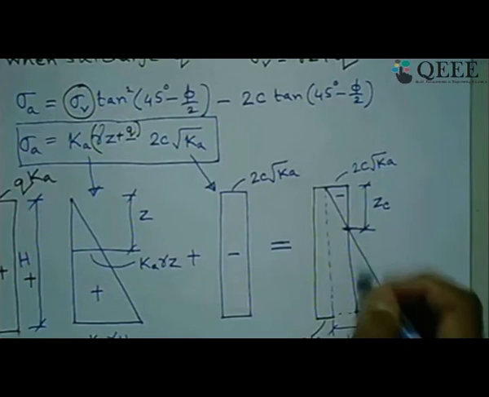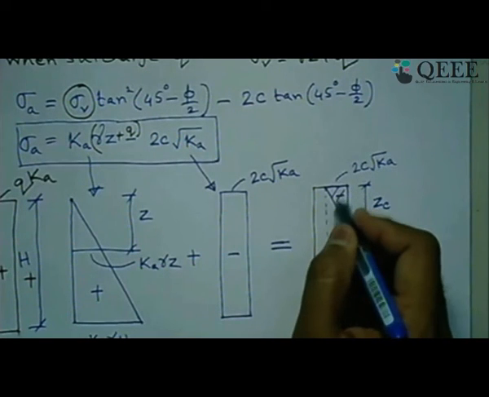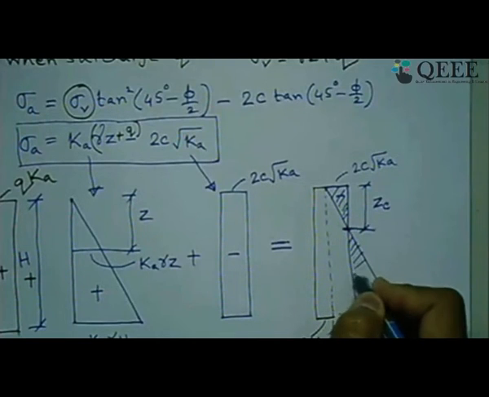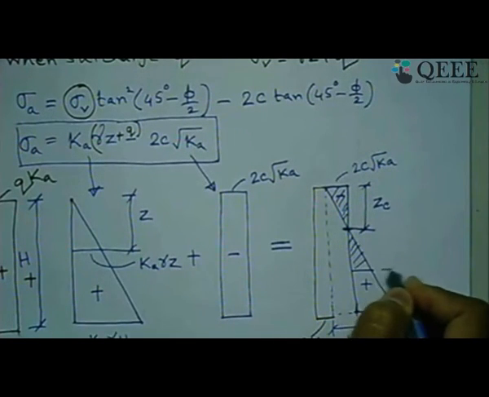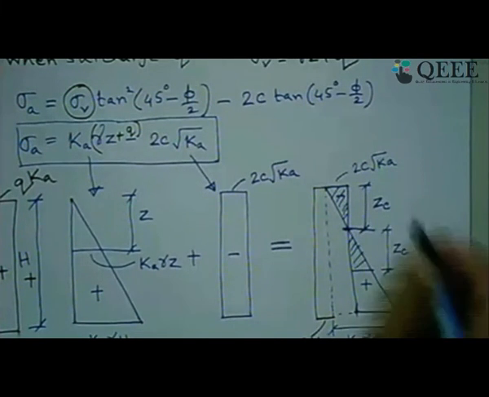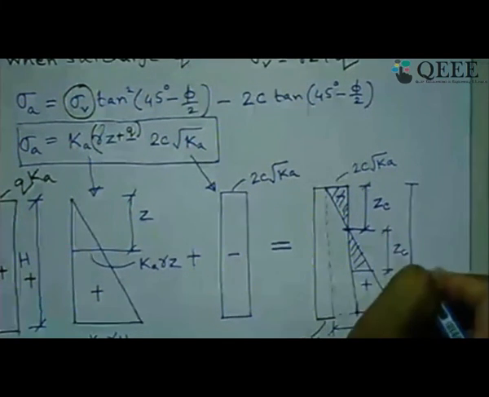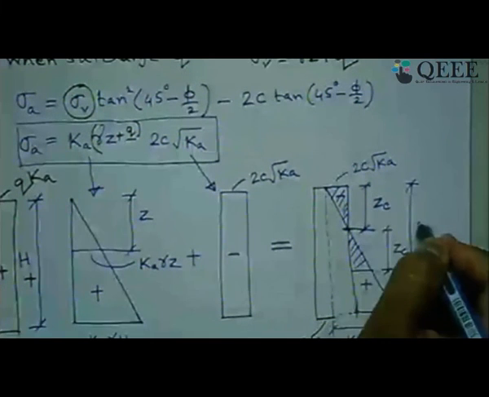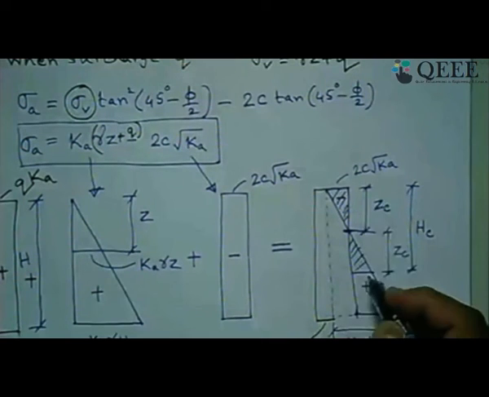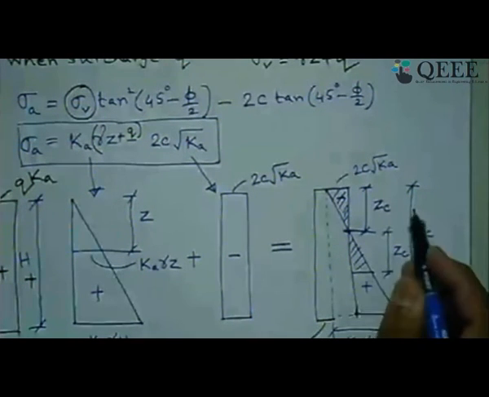Now if you try to find the equivalence of the area of this negative pressure with the positive pressure on this side, you will get another value equal to ZC. So 2 times ZC we call HC, which is known as the critical height of vertical cut. What does it mean?